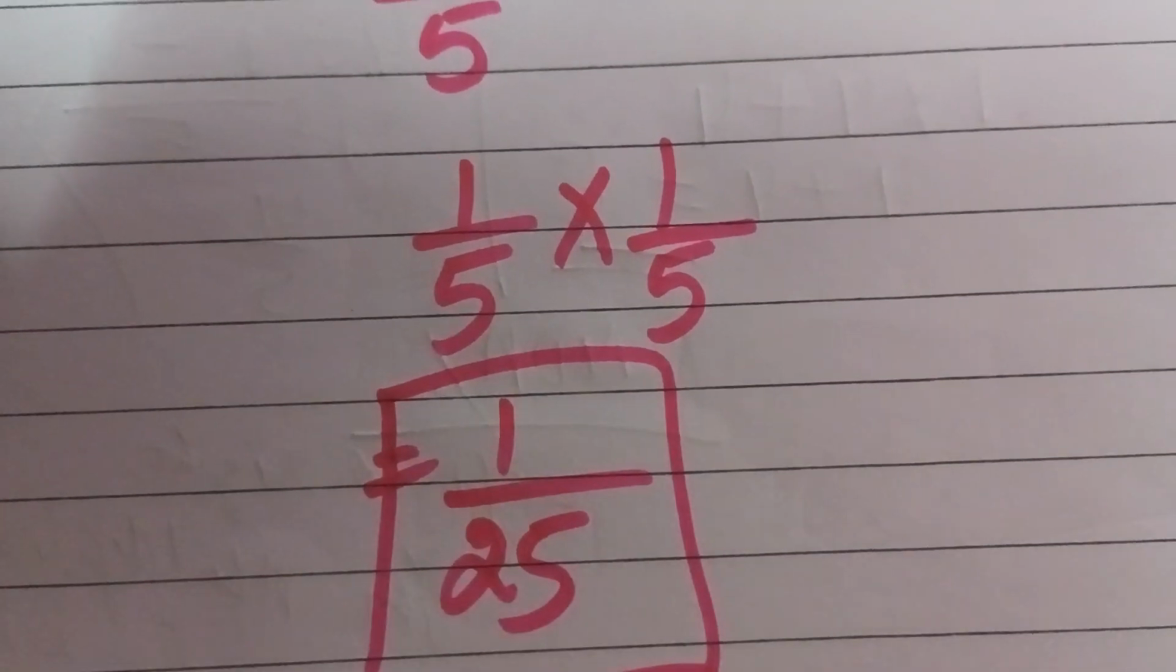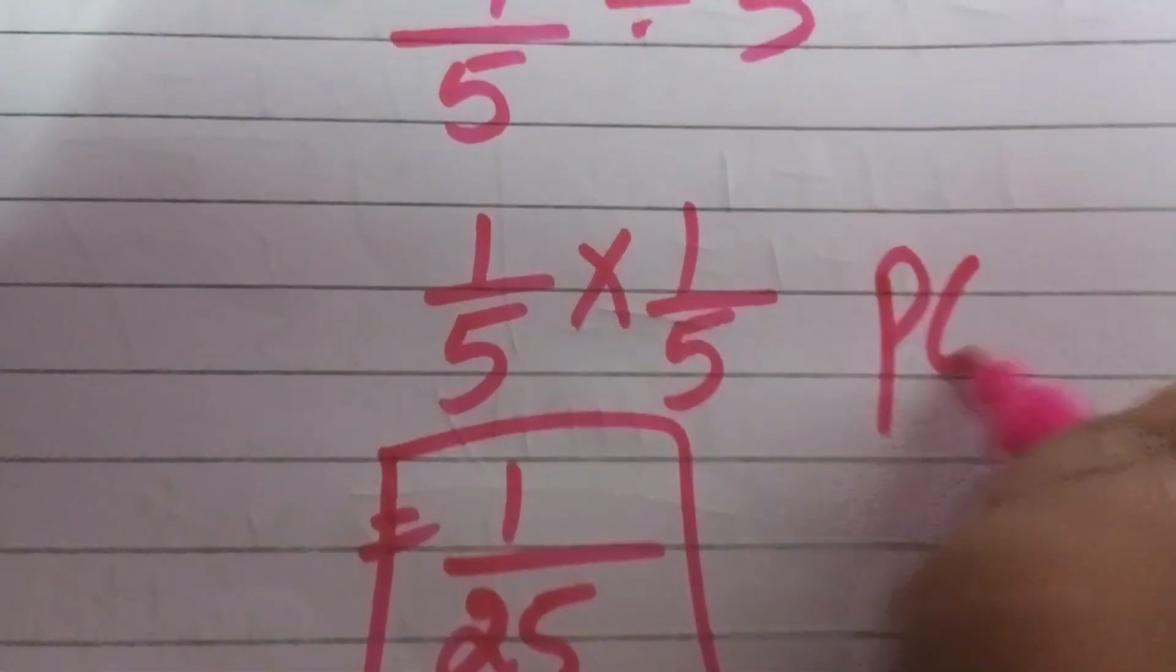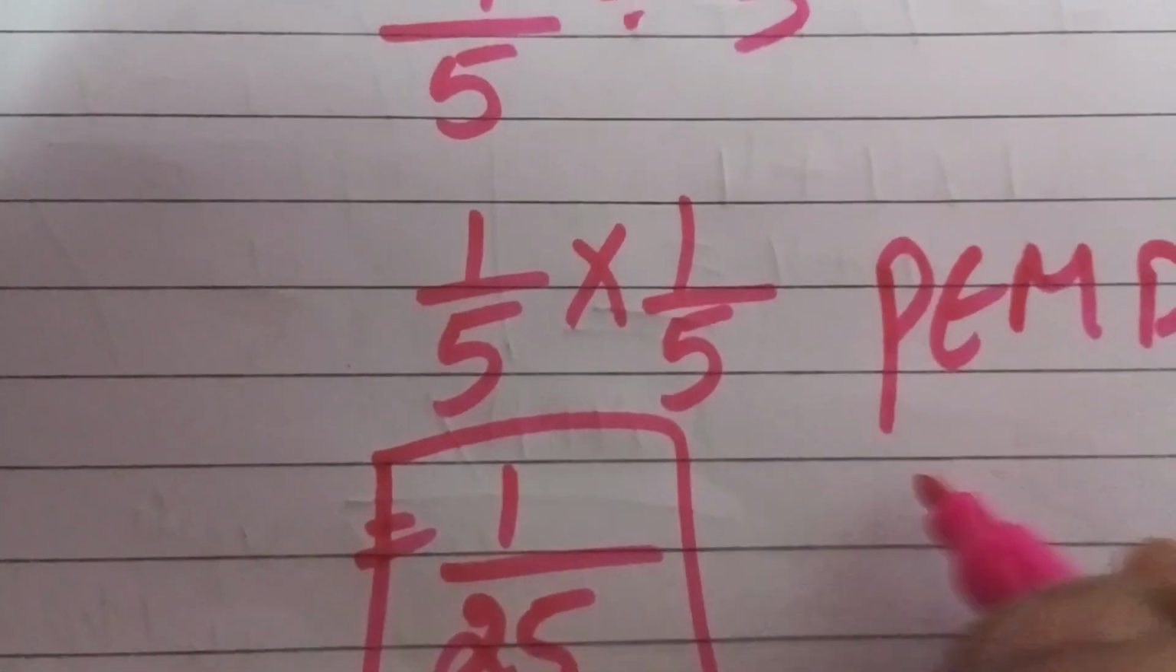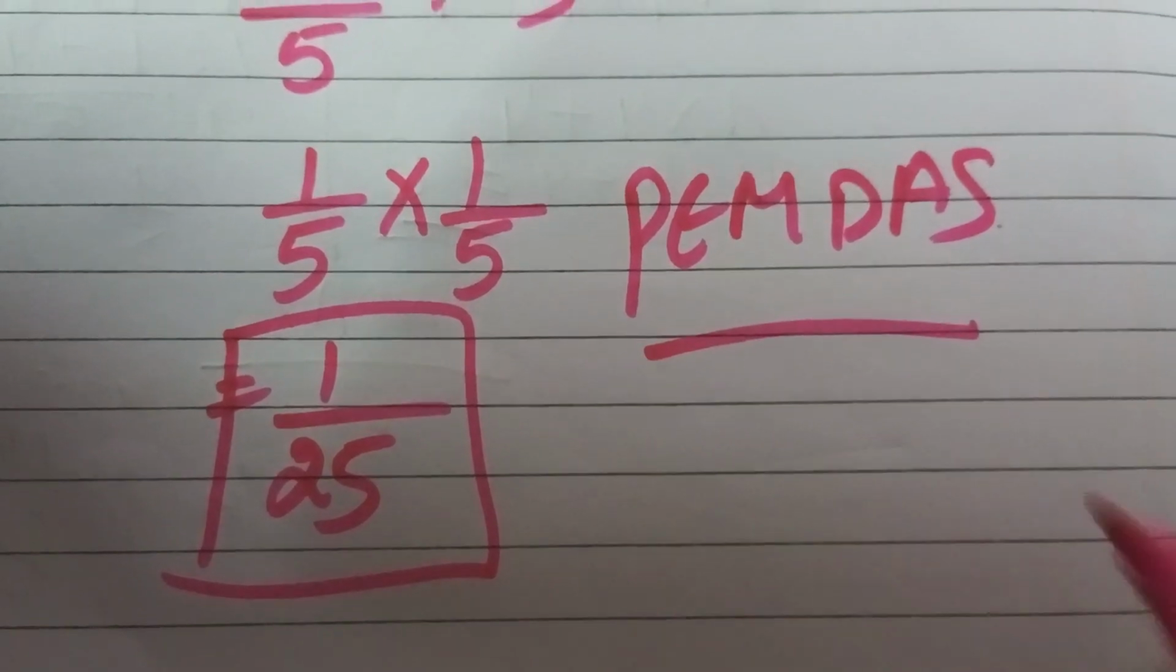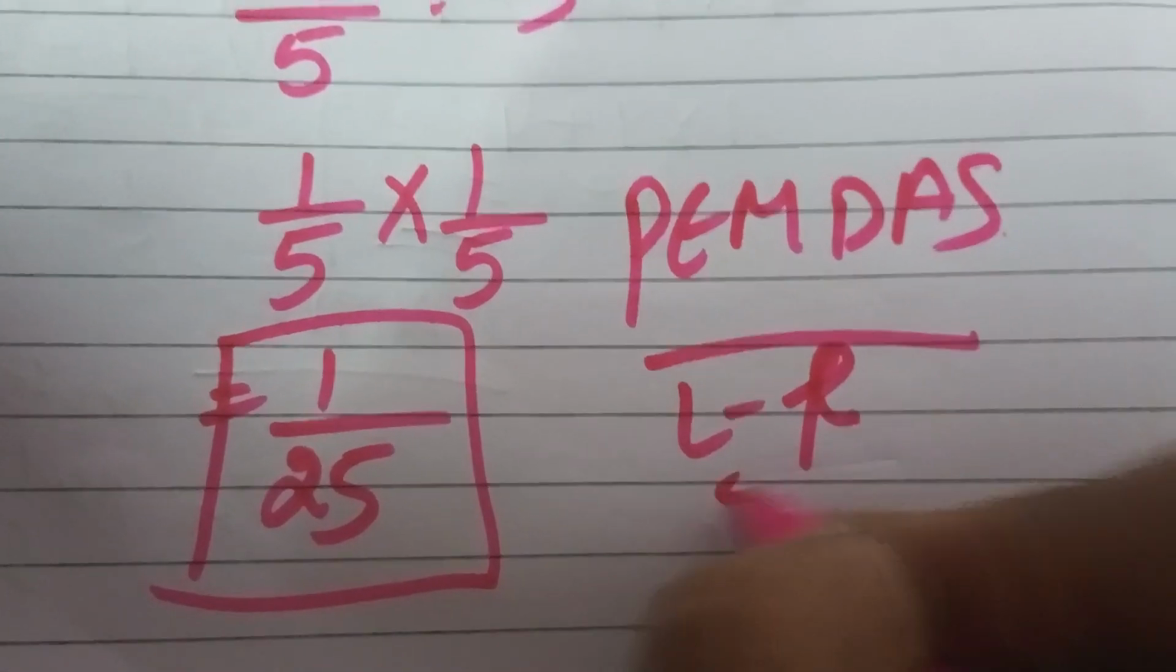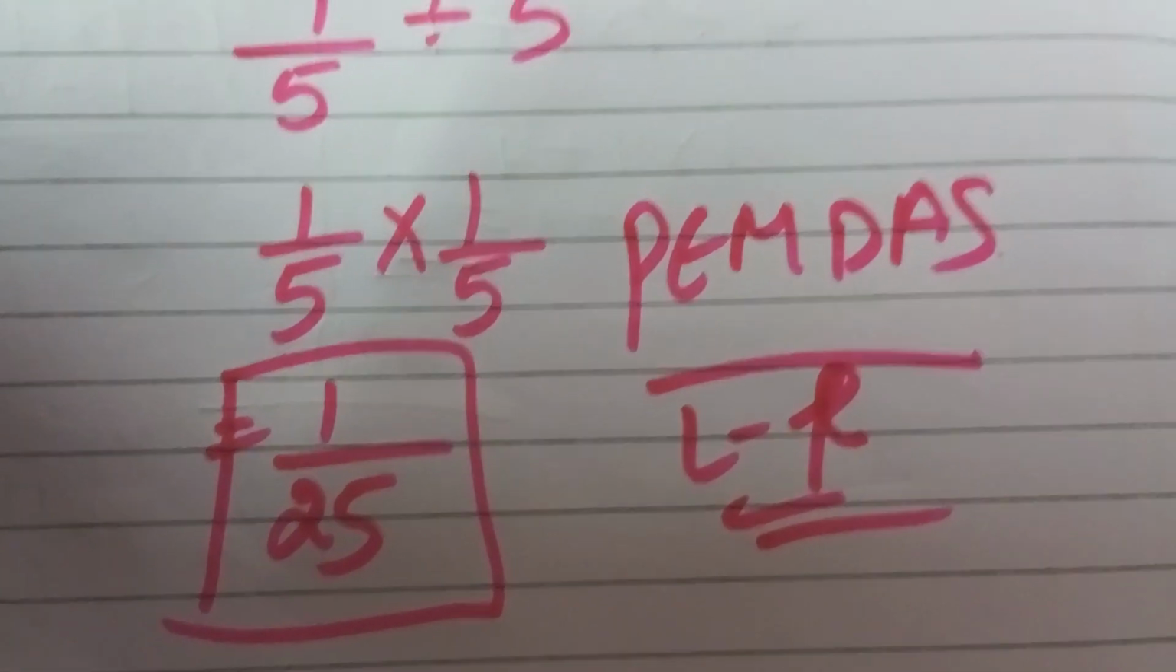Okay, so the correct answer will be 1 by 25 by using PEMDAS and the order of operations from left to right. Okay, and one more short trick is this.